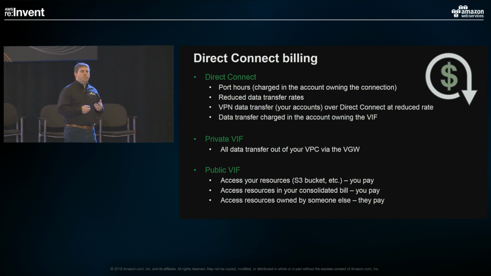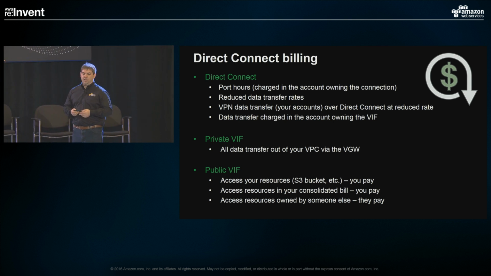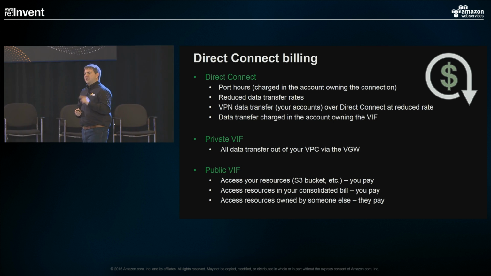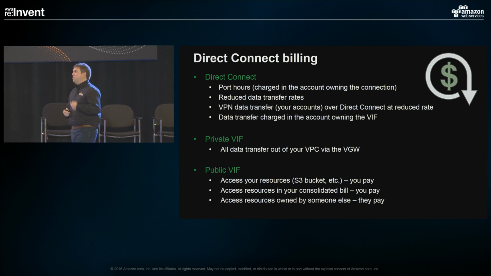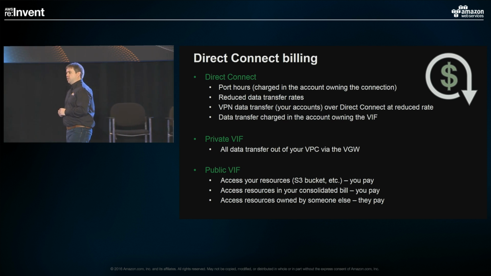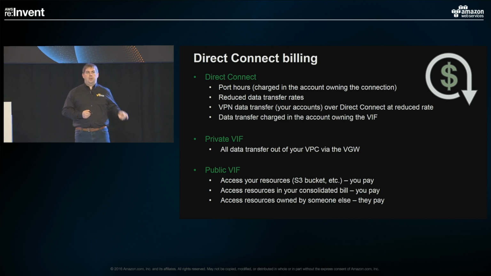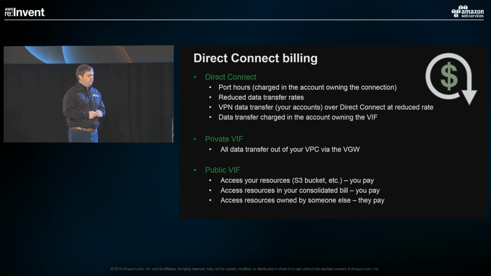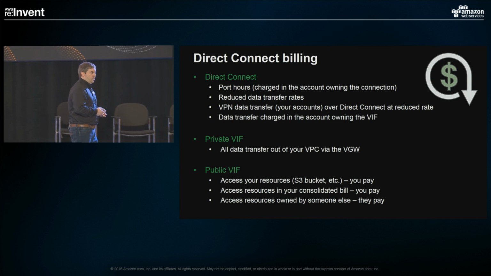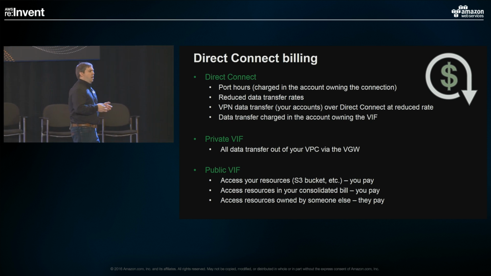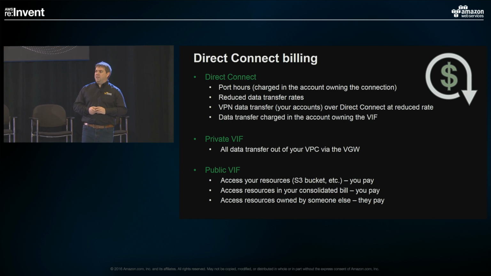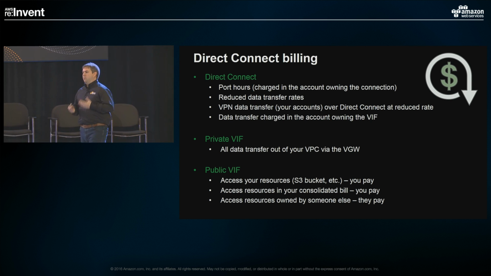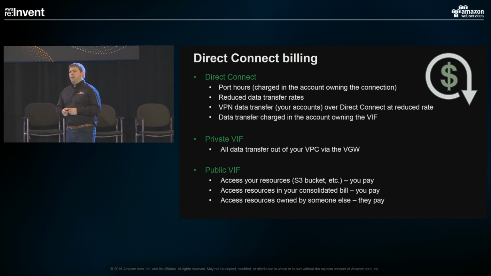Over Direct Connect, you have reduced data transfer rates, so you pay for data transfer. And it's worth remembering, as I said earlier, that if you're running an IPsec VPN over that Direct Connect public virtual interface, you pay for the data transfer at the Direct Connect rates. Now, if you have a private virtual interface, billing for this is very simple. All the data transfer that goes out via your virtual private gateway over Direct Connect is charged for at the Direct Connect rates. But what about a public virtual interface?